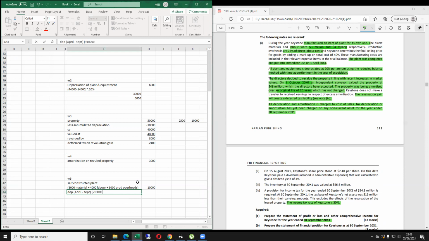So 10 million, and it doesn't say reducing balance or straight line. To September, why September? Oh yes, September is the year end, sorry, 30th September. It's just for 6 months, so we write 10 million times 6/12, so half, 5 million. That's a big depreciation. Let me see if any life is given in the exam.